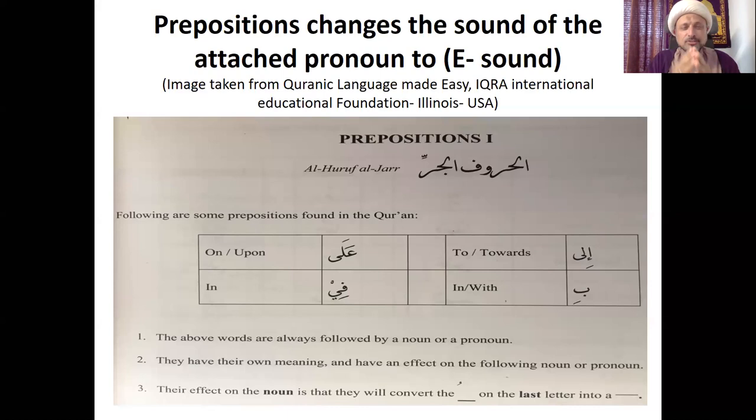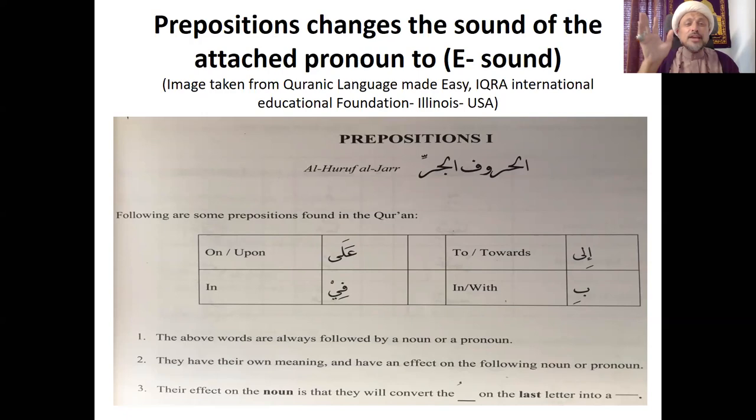The second person possessive pronouns: qalamuka, qalamuki. Ilayka. Can't we say ilayka'i? No. Alayka'i? No. Bika'i? No, no, no. It is just the male second person pronoun. What about female? There is an E sound. Yes, but it is always the E sound. Ilaiki. It is not because of the harf al-jar; it is its fixed sound. Alaiki. Biki. Fiki. All are E. It's initially an E sound. It doesn't change. Even if we had something with an O sound before it, it will never change.